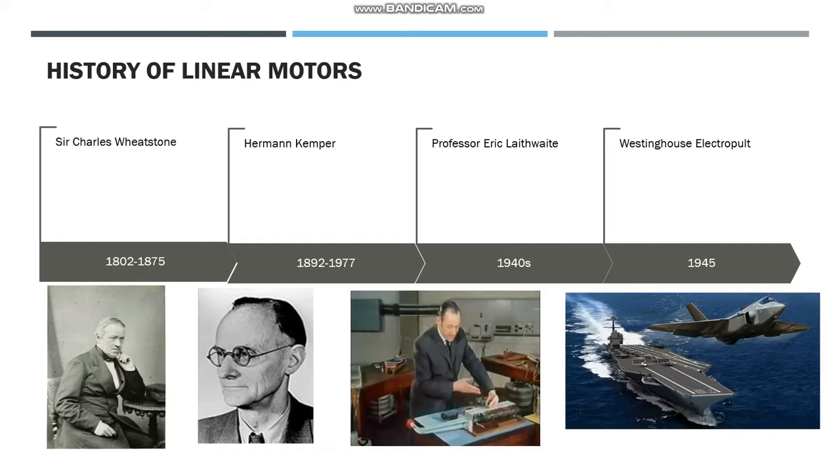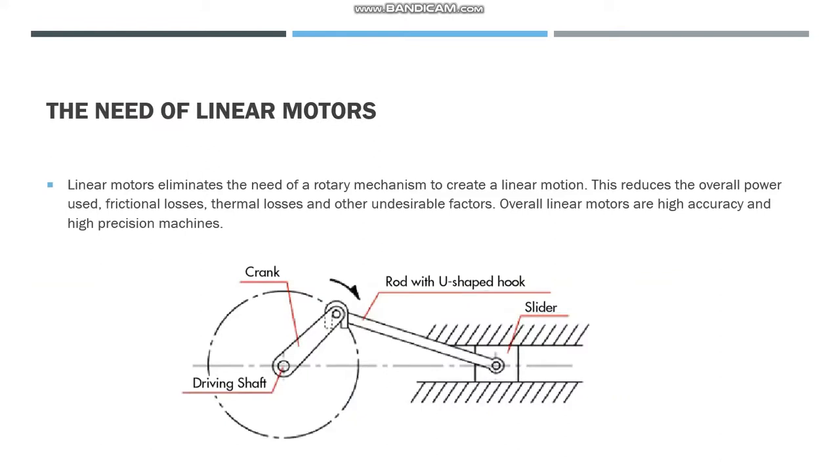Then in 1945, Westinghouse made the Electropult, using linear motors to create a mechanism that can launch aircraft. Even today, the concept is being tested so that they can launch aircraft in a limited amount of space. So the question arises: why do we need linear motors?